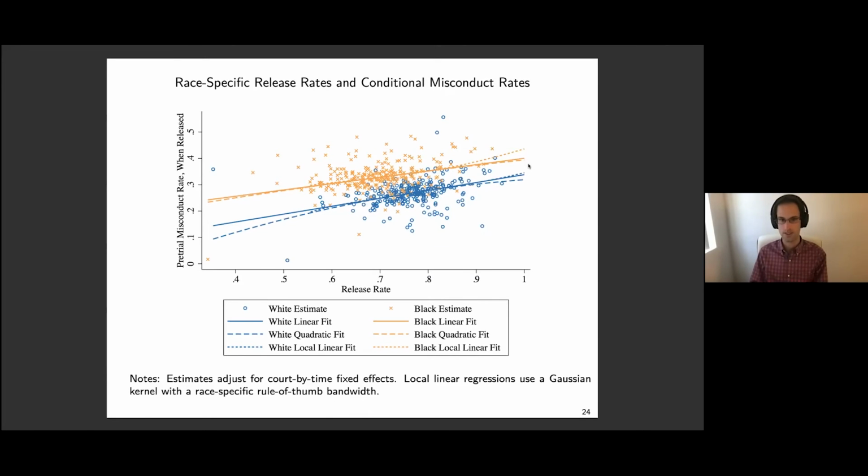All right, so this is a big switch to the actual data now, where we're plotting the release rate for every judge and the pretrial misconduct rate when released for every judge by race.